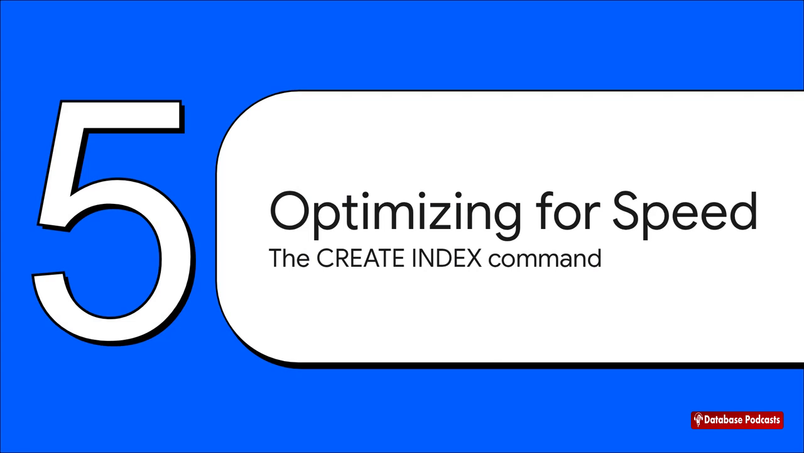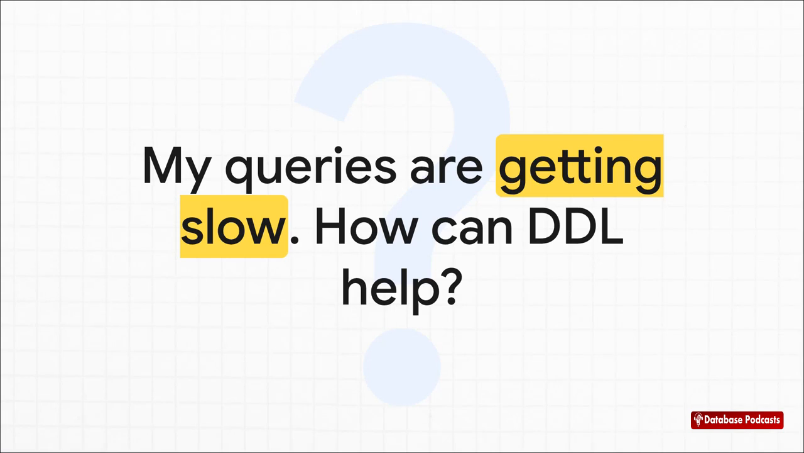Okay, we've covered how to build our database, how to relate things, and how to change it. For our last section, let's talk about making it go fast. So my application is up and running, but as we add more and more artwork, searching for a specific title is starting to take forever. I thought databases were supposed to be fast. How can the structure of my table help with search speed?